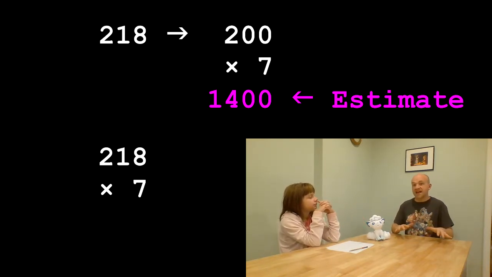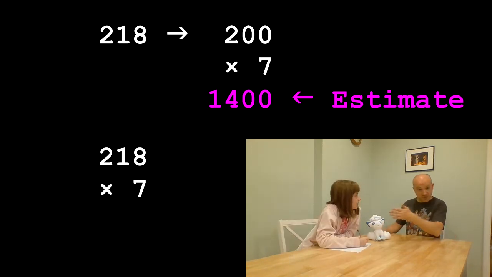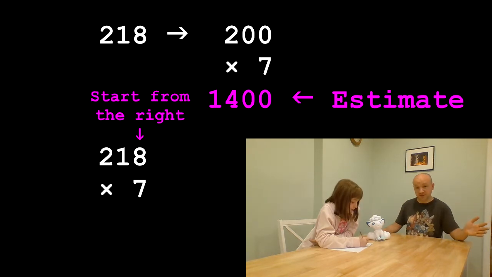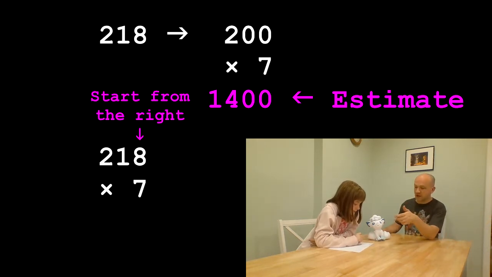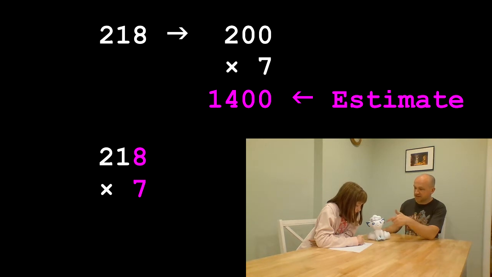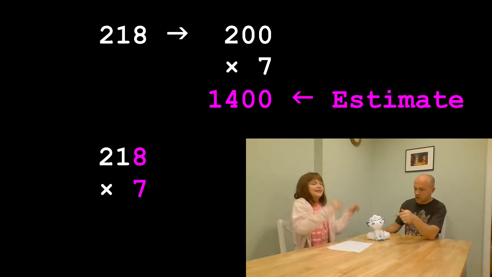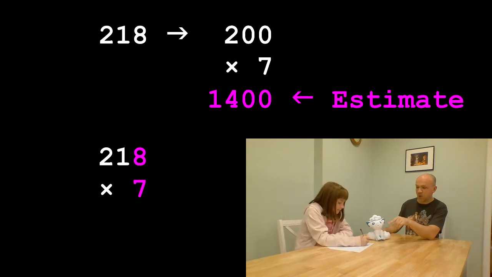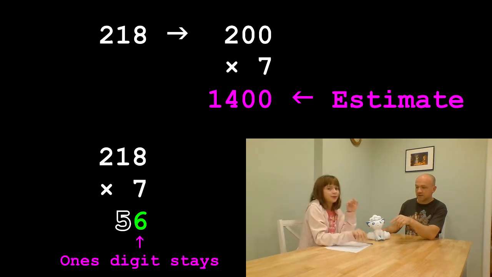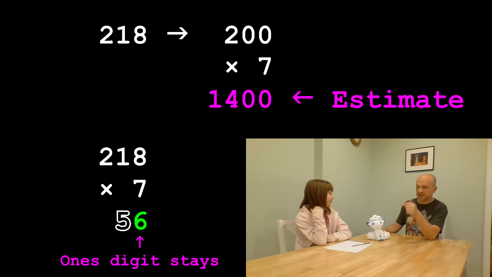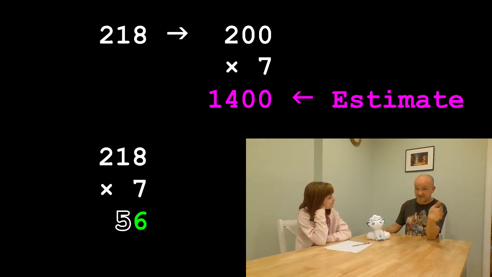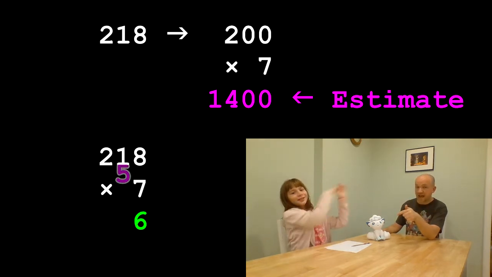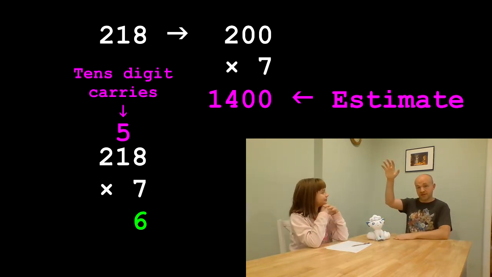Knowing that now, let's do the actual multiplication for real. We start, in normal order, right to left. First, multiplying 8 times 7 gives us 56, but you only write down the 6 in the ones place, and the 5 from the 56 carries over. You place it above the next place value in the number, which in this case will be above the 1.